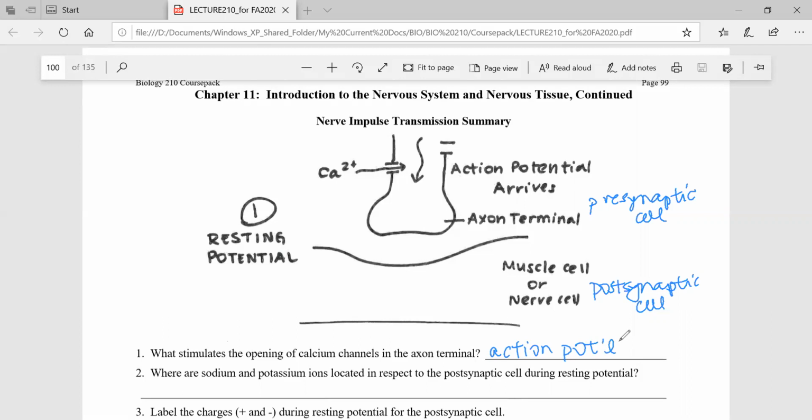It says next, where are the sodiums and potassiums located in respect to the postsynaptic cell during resting potential? We know that sodiums are mostly housed in the interstitial fluid outside of the cell. And in fact, that's where we have a positively charged environment. Inside the cell, we have a negatively charged environment because that's where we have our potassium ions. Now, there's less of them in there, so that's why we have a negatively charged environment in comparison to the majority of the ions outside the cell. So we've labeled the negative charge inside, positive charge outside. We know at rest, this is a negative 70 millivolt charge.